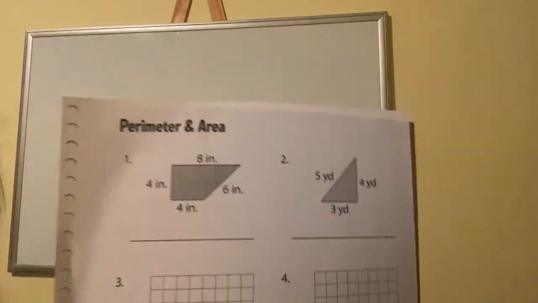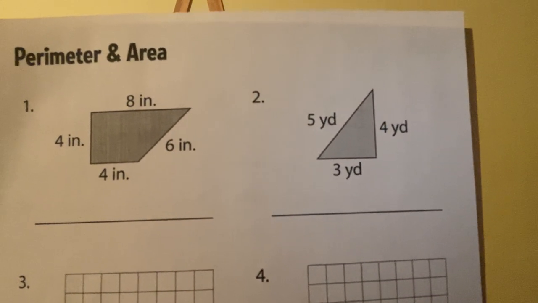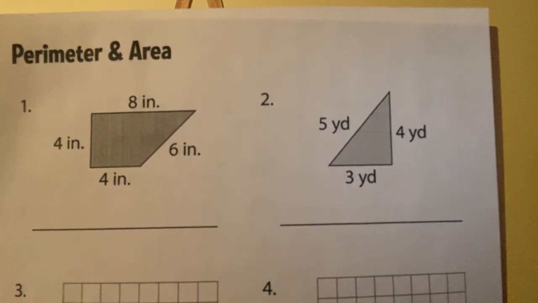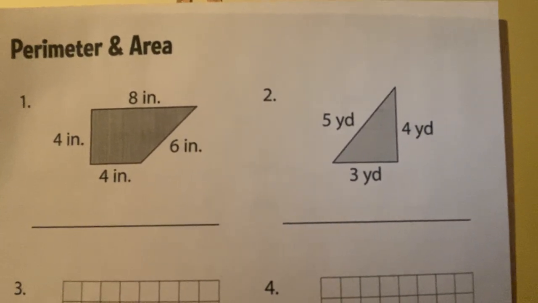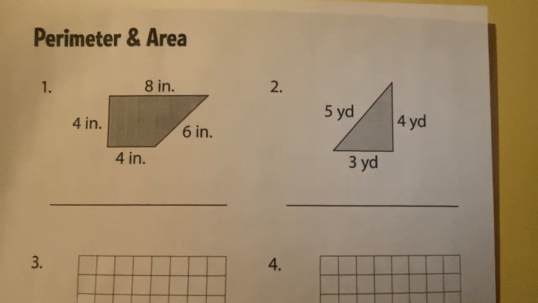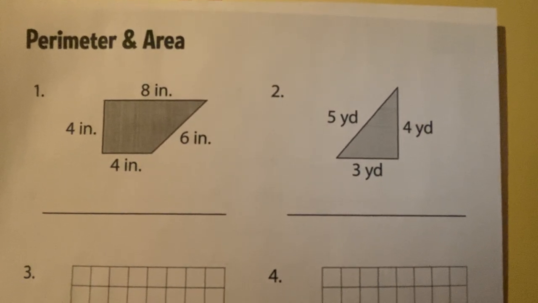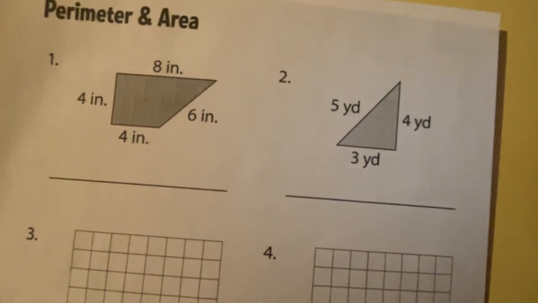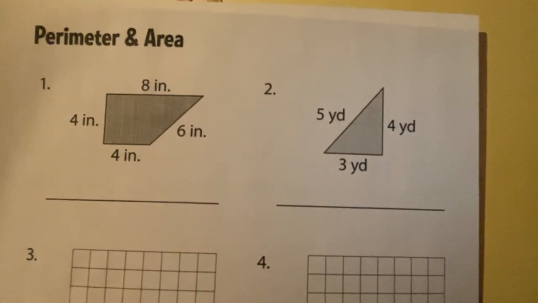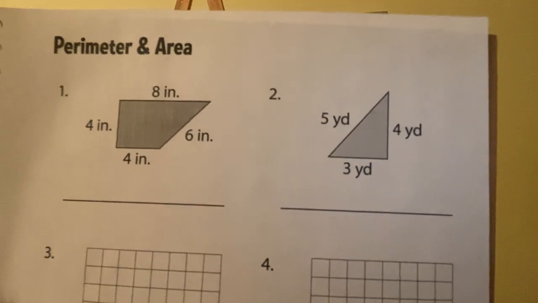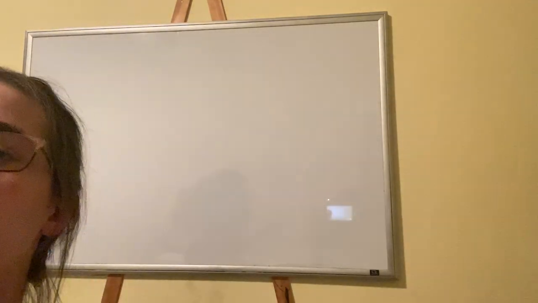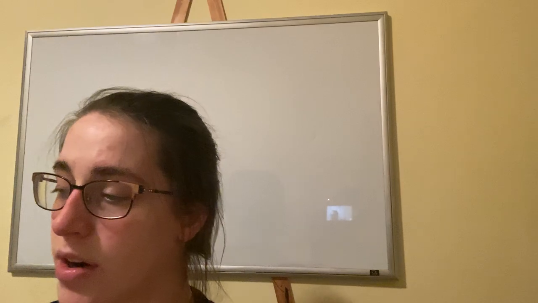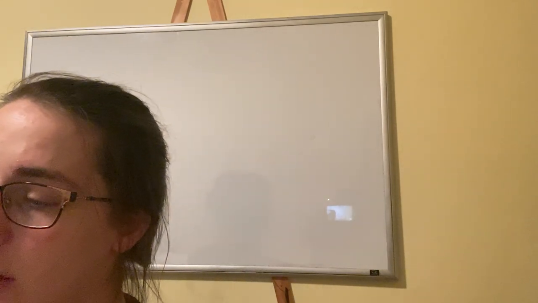On this page, I'd like you to look at number one. Number one right there. Okay, I want you to find the perimeter of the figure in number one, and on the line underneath the shape, I want you to write the equation there to find the perimeter. So, find the perimeter of number one and write your equation.